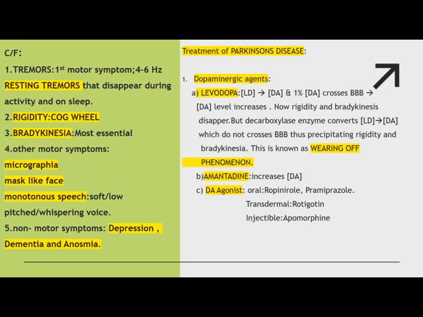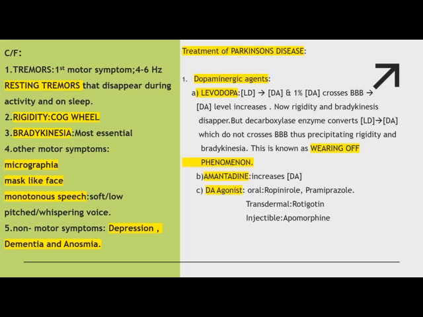The second clinical feature is rigidity. We have already seen that cogwheel rigidity is seen in Parkinson disease. The third clinical feature is bradykinesia, which is the most essential clinical feature. Other motor symptoms in Parkinson disease are micrographia, mask-like face, and monotonous speech; the speech will be soft, low pitched, a whispering voice. The non-motor symptoms are depression, dementia, and anosmia.